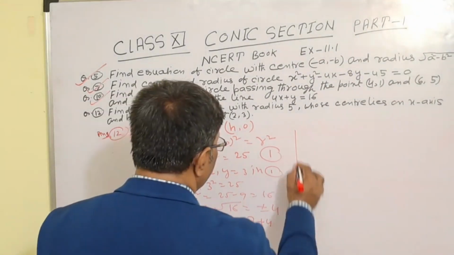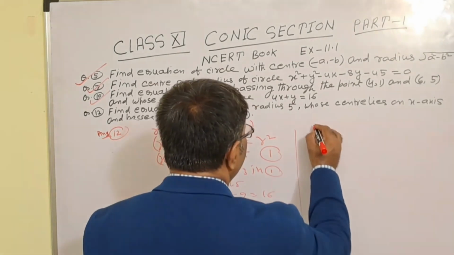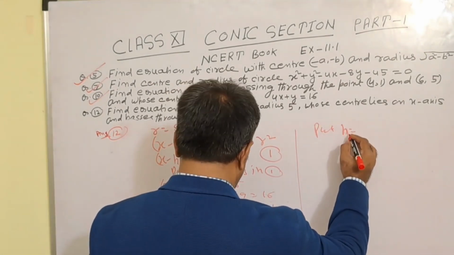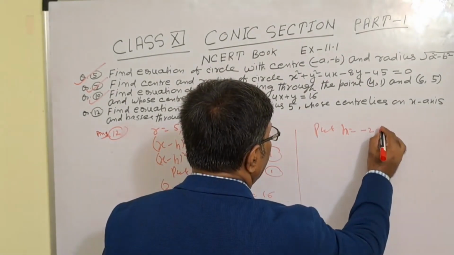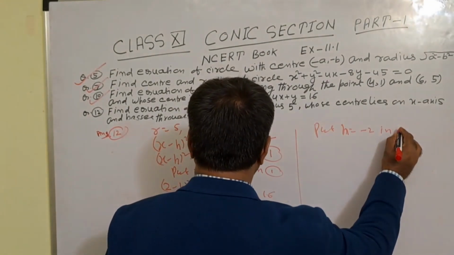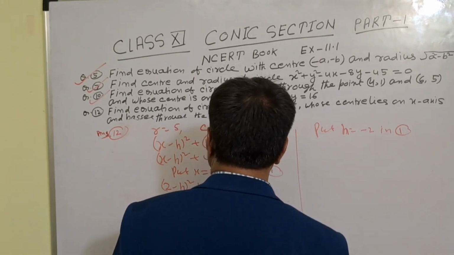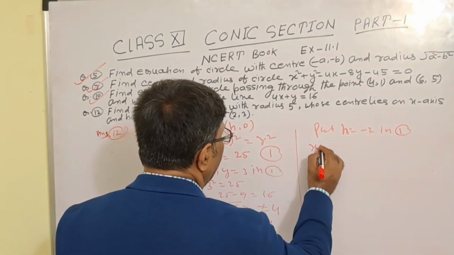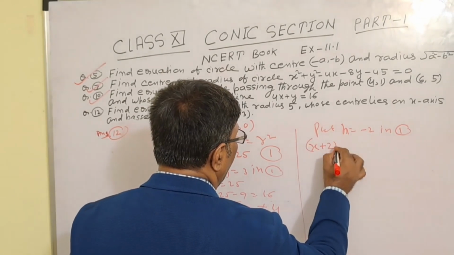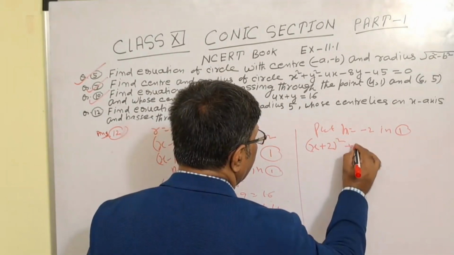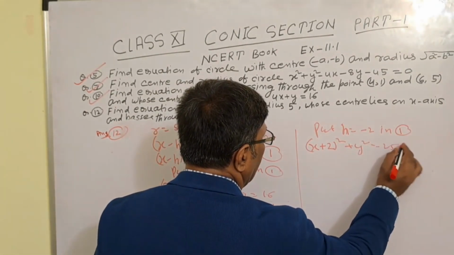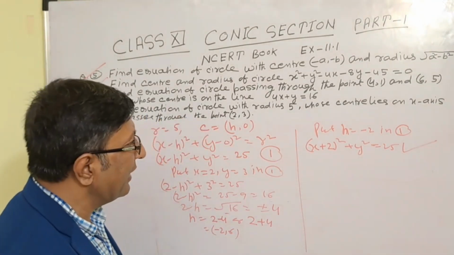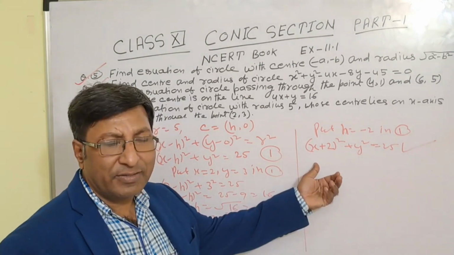So my answer is, find the equation of circle. Put h equal to minus 2 in equation number 1. Then you will get x minus minus, plus. So (x plus 2) whole square plus y square equal to 25. This is the required answer. This is the correct answer. We can expand this also.